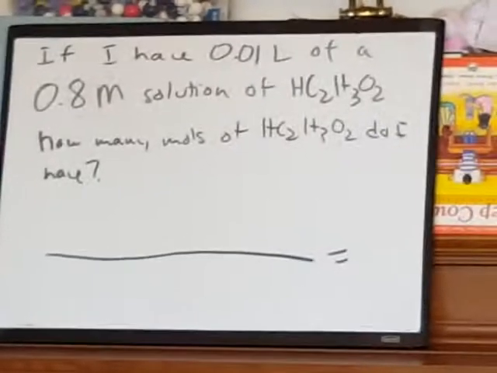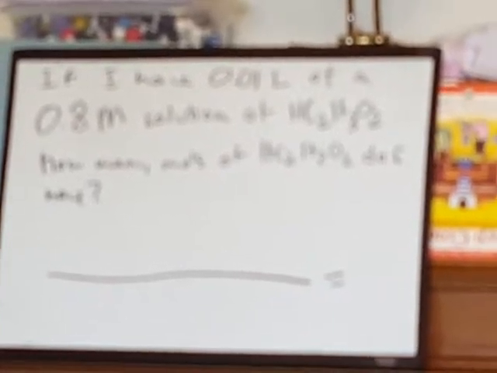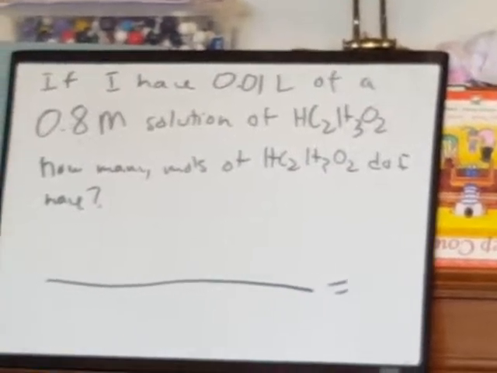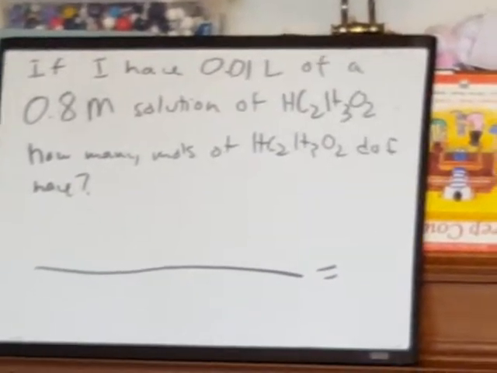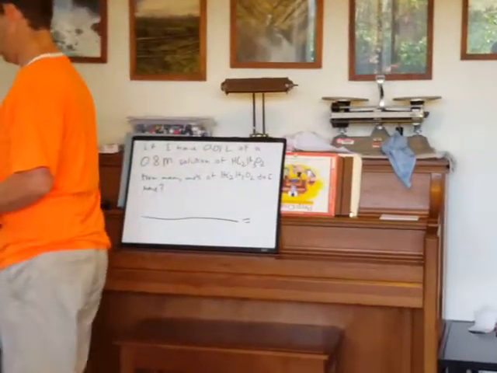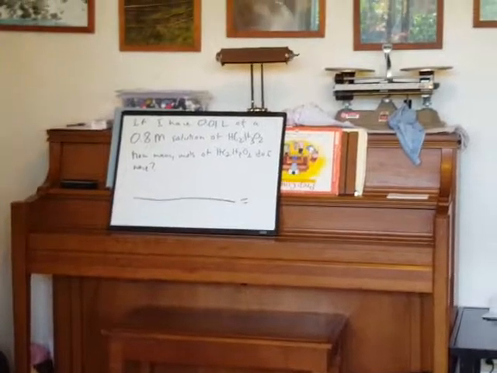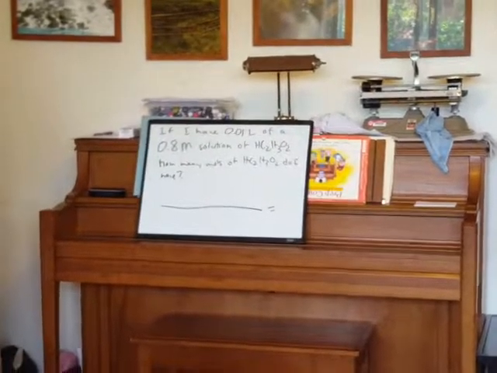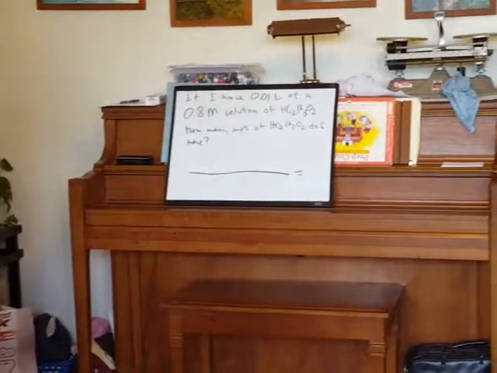Moles of HC2H3O2. Oh wait, I don't know. No, 0.8 and solution goes on the bottom. Who needs paper to think? I need paper and I think. I need how many moles of, and then we're already in moles. We're in 0.8 moles. We need to get rid of liters.